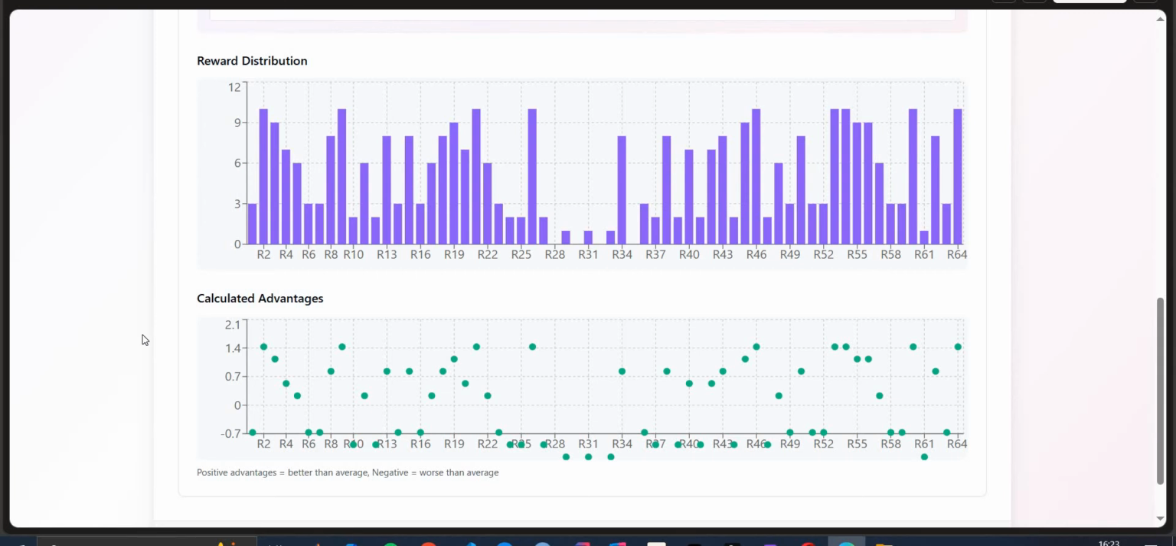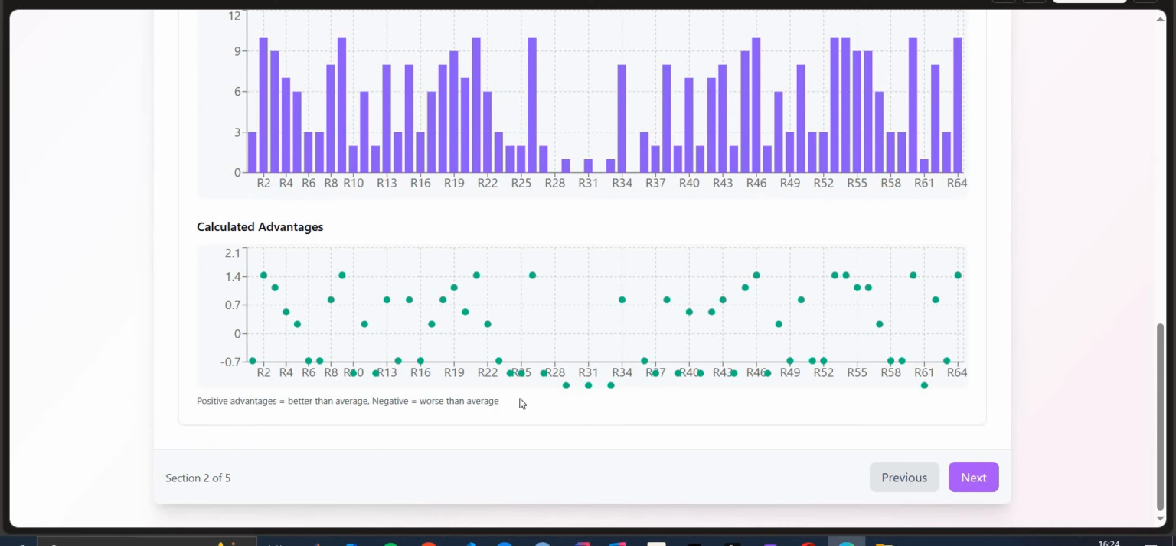Right under it there is a scatter plot for the calculated advantages. Positive advantages mean that those responses performed better than average, while negative ones performed worse. This visualization makes it clear which samples the model should reinforce and which ones it should discourage in the next update.